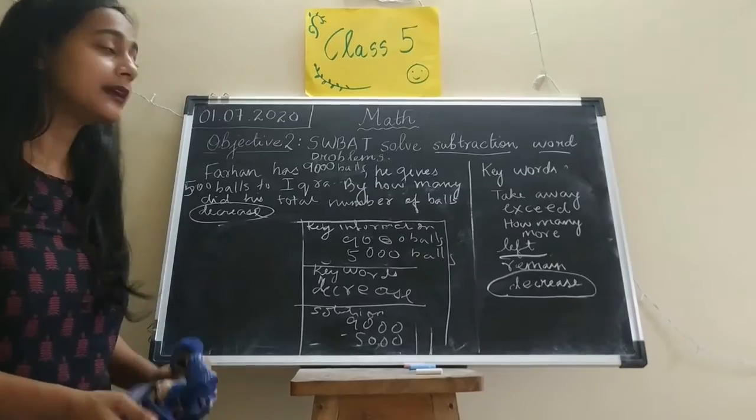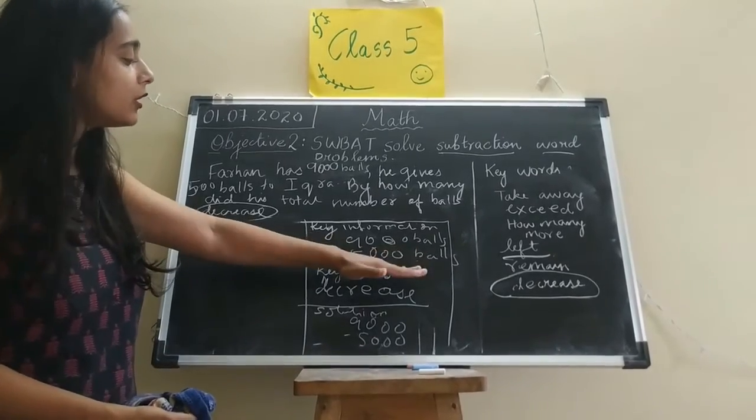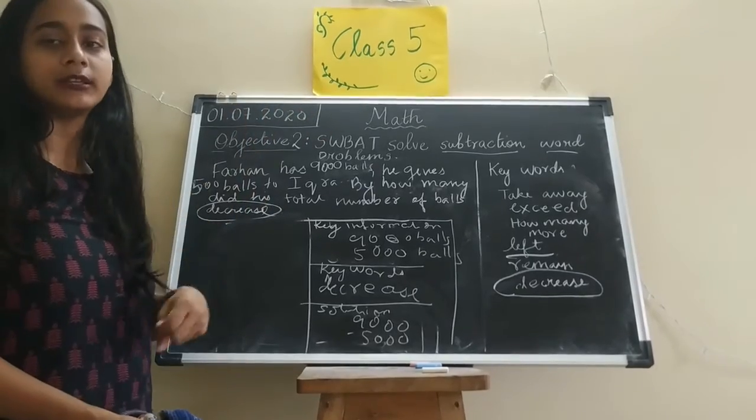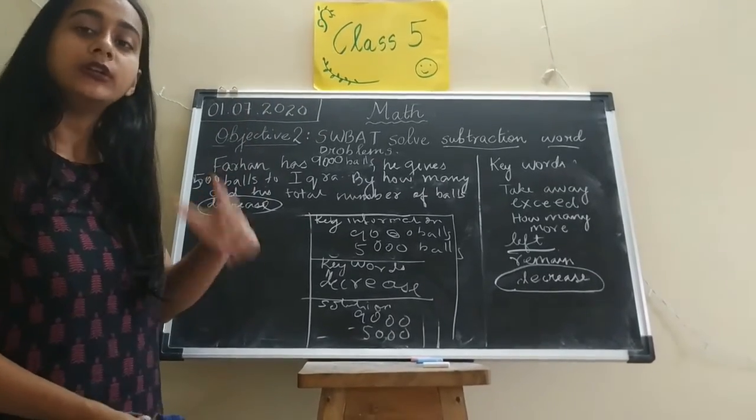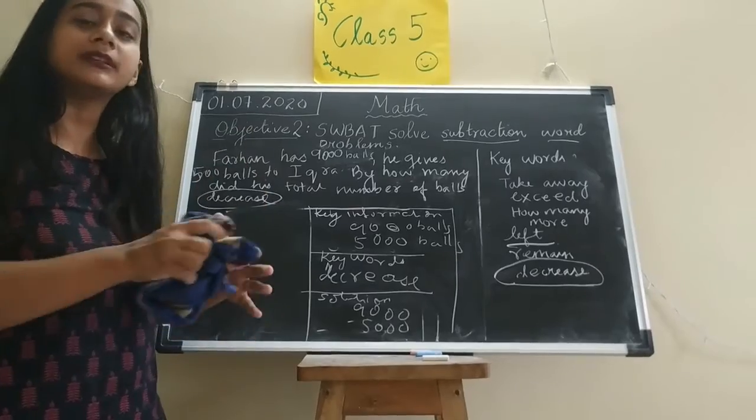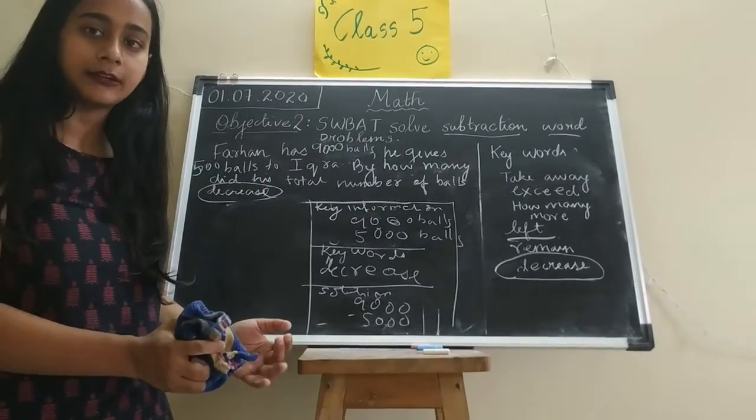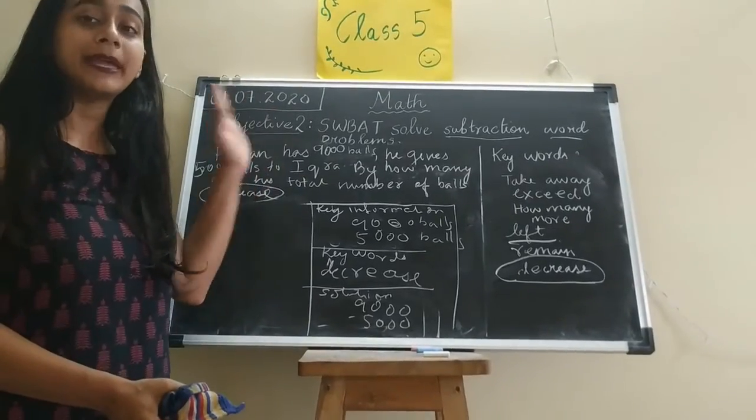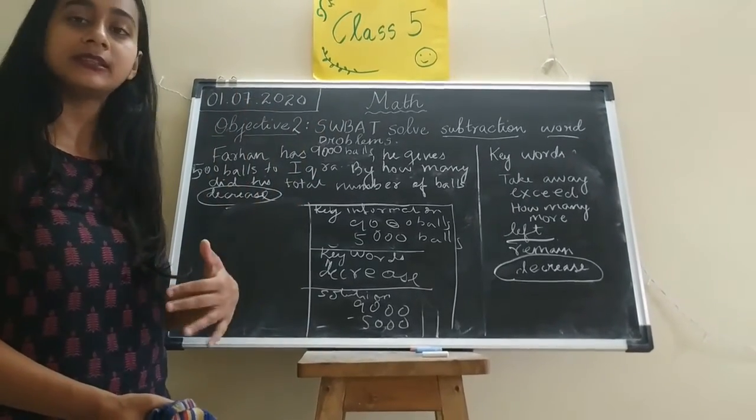Always remember that we subtract the smaller number from the bigger number. And from the bigger number we always subtract the smaller number. It does not work the other way round. That means we cannot subtract a bigger number from a smaller number. Okay? So whenever you are doing your sums, please remember we have to put the bigger number first, and then subtract the smaller number from it.